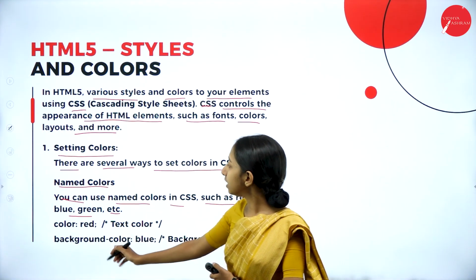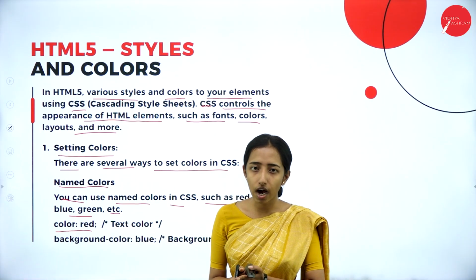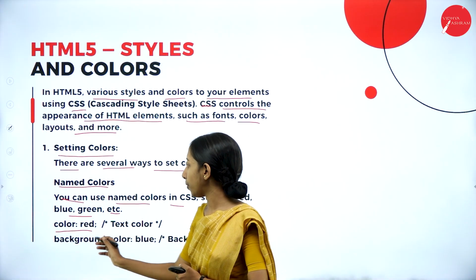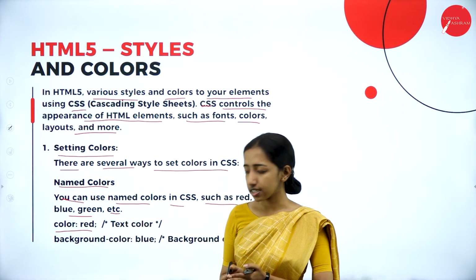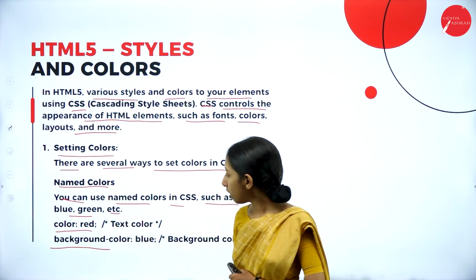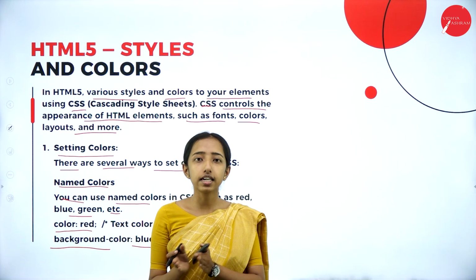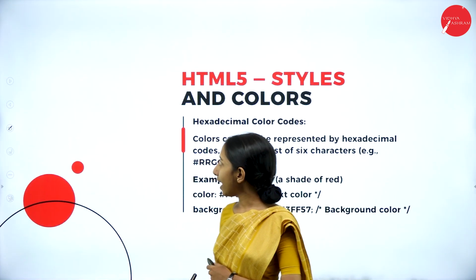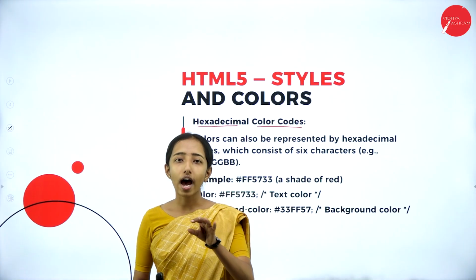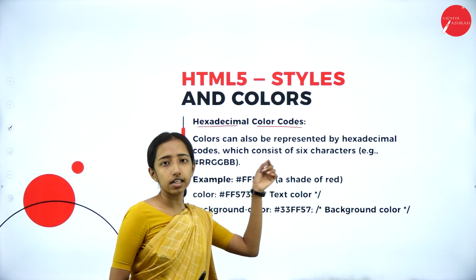For example, like color red. So here the color is the property what we are using and red is the value what we are giving to the color property. This is a text color. And here you can see another example, background color, and here that is blue. So now here I am giving the color in a named way. So the next one is hexadecimal color codes. Now we have seen the named color. The next one is the hexadecimal color codes.